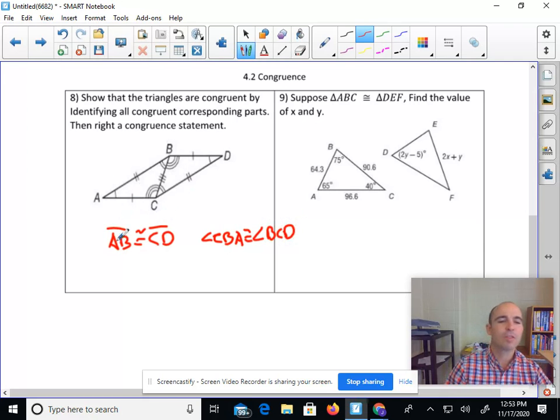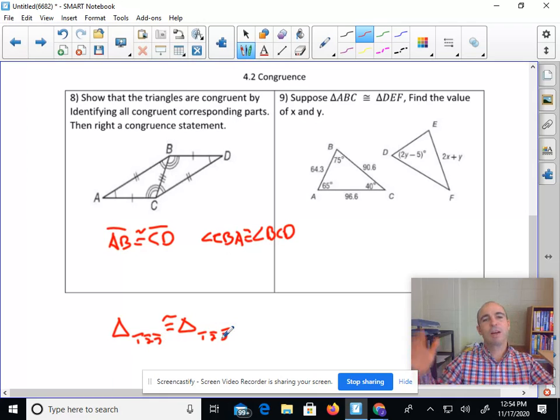There are 3 other side lengths that you need to say are congruent, 2 other angle pairs you're going to say are congruent, and then you got to put it all together in an accurate congruent statement. Triangle blank, blank, blank is congruent to triangle blank, blank, blank. Remember, these need to match up, these need to match up, and these need to match up. If you make those match up, then you will have a correct congruent statement.